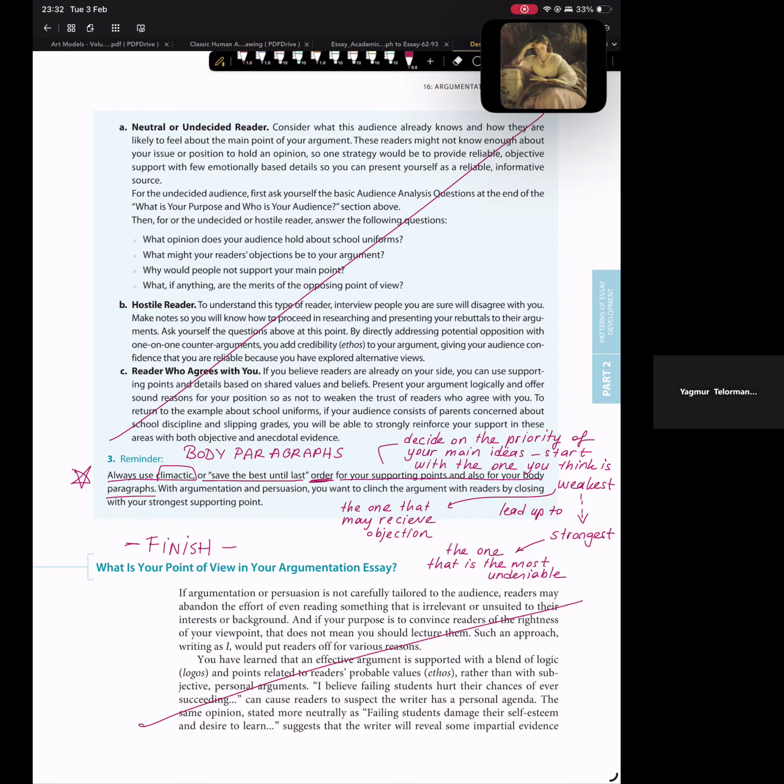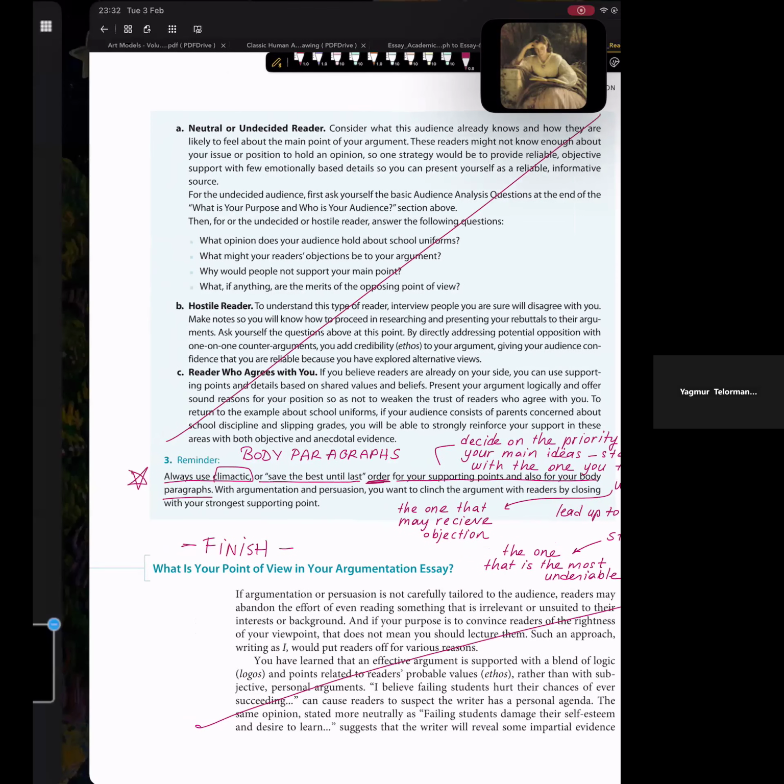By weakest, we mean the main idea that may receive objection, and the strongest, the one that is the most undeniable. Okay, so if you can arrange your main ideas from the weakest to the strongest, you will be finishing your essay with the strongest main idea, which would benefit the credibility of your essay. All right, so this is how you write an argumentative essay.